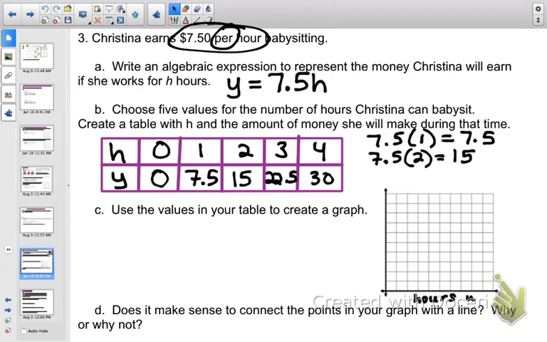So then I'm going to plot those points. Hours worked is my x value, money made, y value. So I'm going to make my scale up by 3. And then my x value is just going to go up by 1 and plot my points.